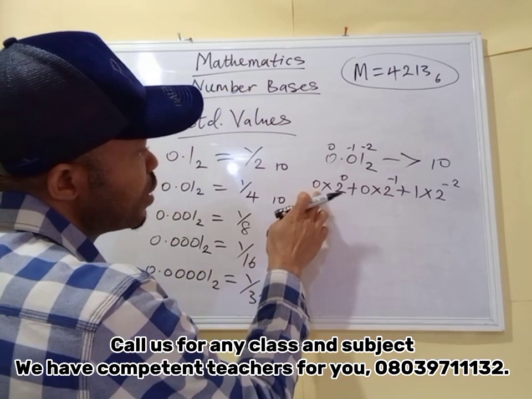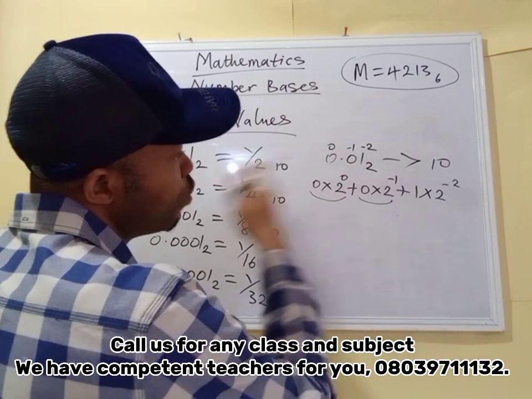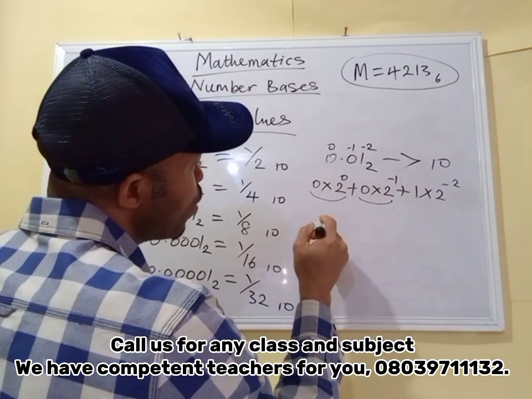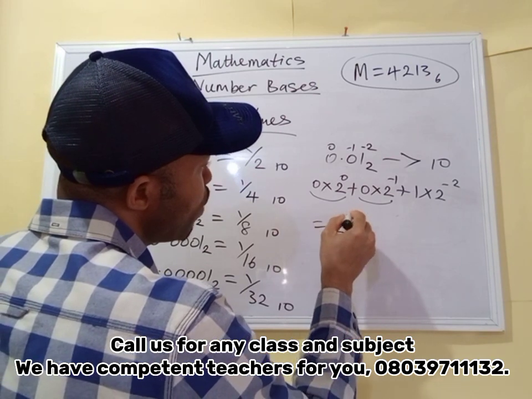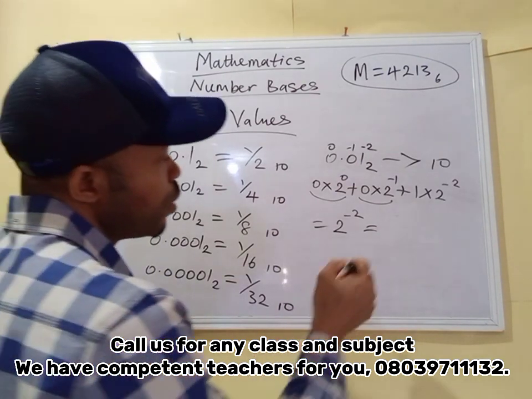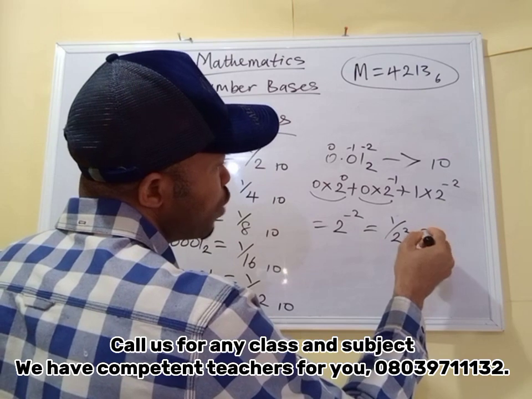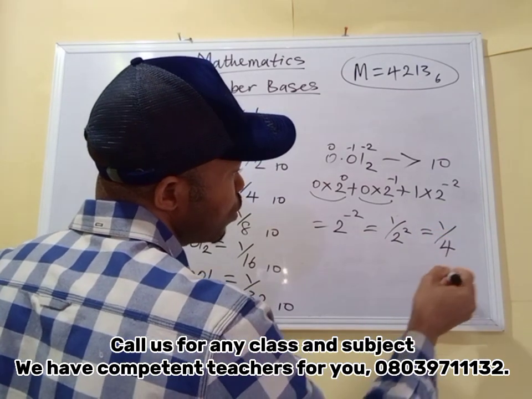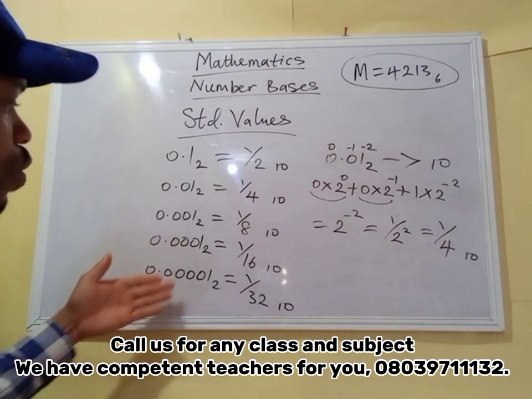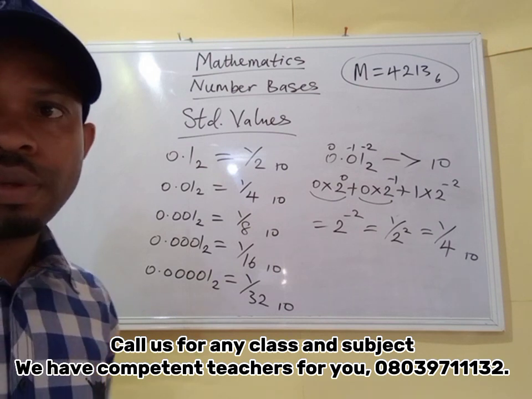Remember I said any digit of 0 will give you 0. So we'll leave those aside and concentrate here. Anything multiplied by 1 is still that thing. So that will be 2 to power minus 2. And 2 to power minus 2 from our indices is going to be 1 over 2 to power 2. And 2 to power 2 is 4, so 1 over 4 base 10. So you see, that's what we call standards. If you work out these ones, you are going to also have them in base 10.